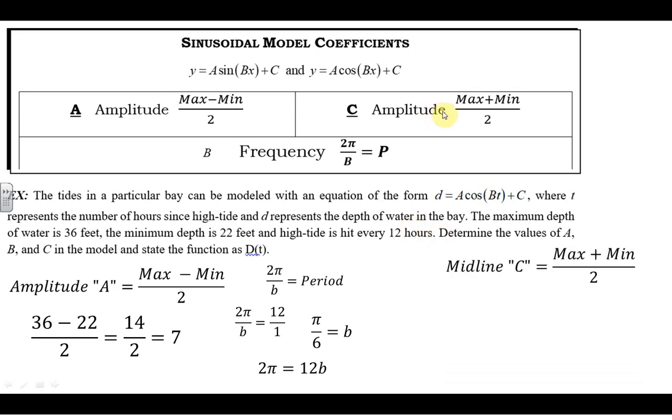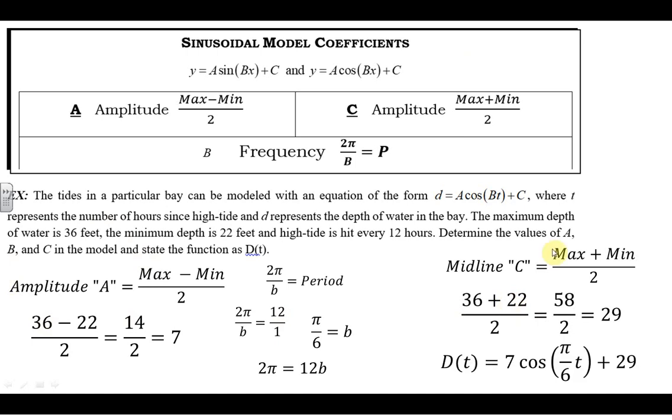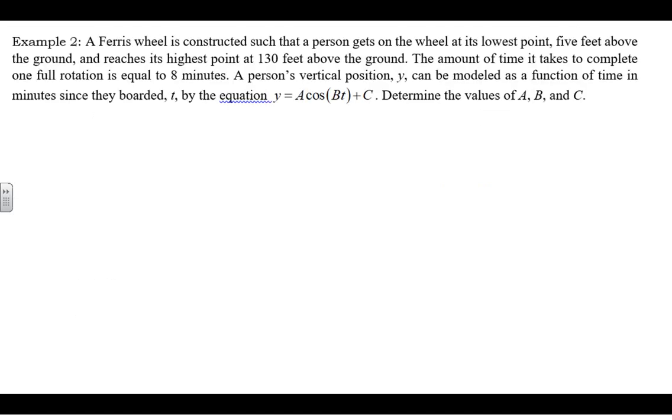And now let's go after that midline, which should say midline. Max plus min divided by 2. It says it there. So instead of doing this one, you do this one. So 36 plus 22, and then you would just plug it all into the equation and move right along. And that's it. We don't do this one.